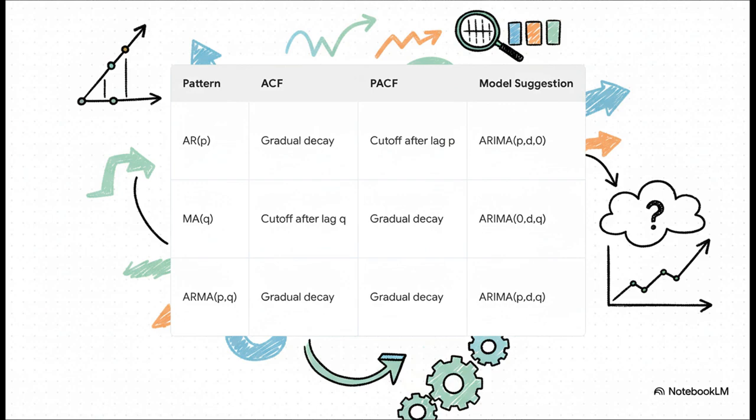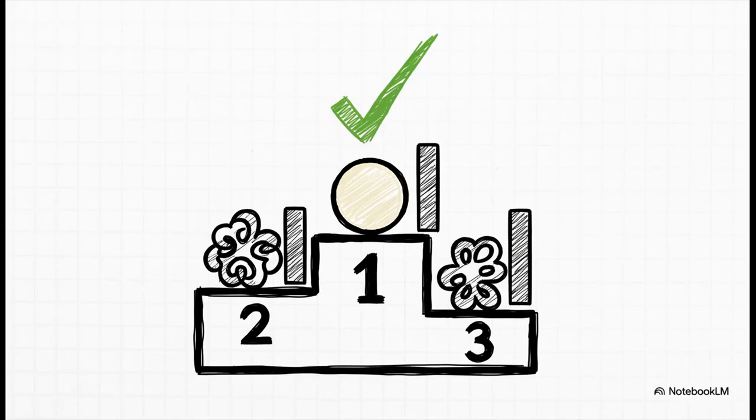settings for our model. Now, a lot of the time, the fingerprints might point to a couple of different suspects, a few possible models that could work. So how do we pick the absolute best one? We use a scoring system called the AIC. It's a fantastic little tool that finds the perfect balance between accuracy and simplicity. We just test out our best candidates, and whichever one has the lowest AIC score wins.